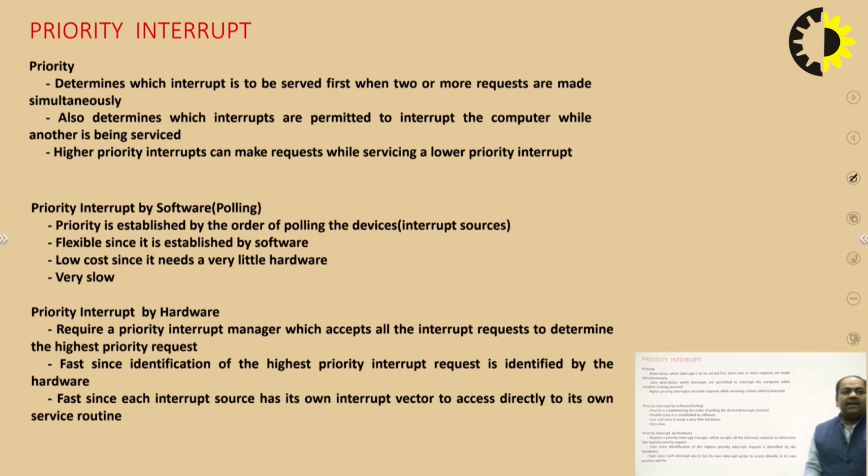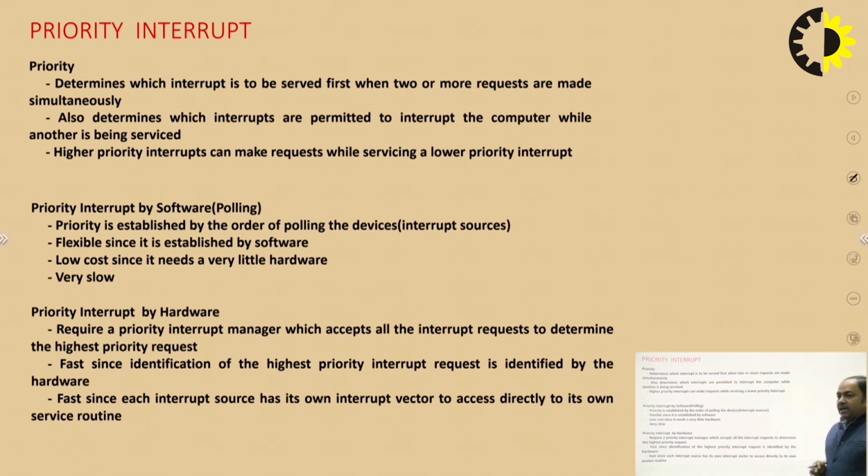Third, a higher priority interrupt can make a request while a lower priority interrupt is being served. It means that if a lower priority interrupt is being accessed and a higher priority interrupt arrives, then that request will be initiated first and the lower priority interrupt will go into a waiting state.